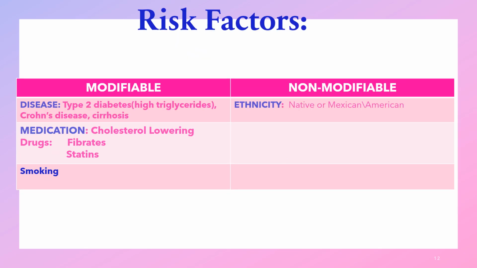Let's take a look at the second slide. Again, under modifiable disease, type 2 diabetes, which often comes with high triglycerides, diseases like Crohn's disease and cirrhosis of the liver. These can impact the potential for a higher risk of gallbladder disease. Being on cholesterol lowering medications, so our fibrates and our statins specifically, can actually put you at a higher risk for this. It seems counterintuitive. Smoking increases your risk for gallbladder disease as well. And ethnicity, so Native or Mexican Americans are at a higher risk for this particular disease.